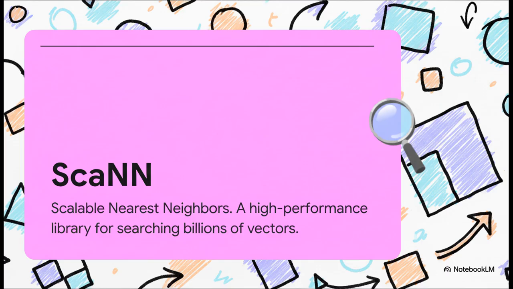And at its heart, it's a super high-performance library that was built to do one thing incredibly well: search through just unbelievable amounts of data. And when I say data, I mean billions and billions of these things called vectors. It's all about finding the closest match, the nearest neighbor, not just the perfect exact one.